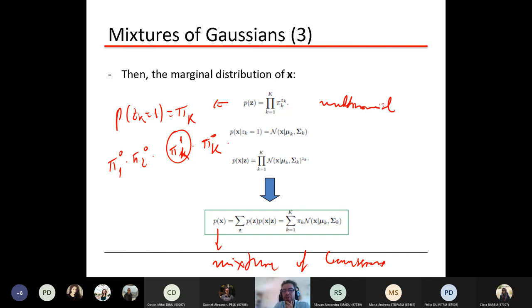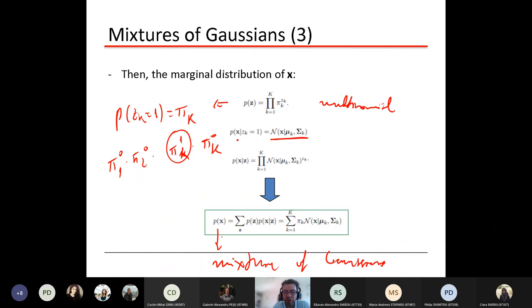Cool, and now let's see what happens. If we condition the mixture of Gaussians and we know which component we pick from, so P of X given zk equal to 1, this means that we know we sampled from the kth Gaussian, so the probability is the kth Gaussian distribution. And if we don't know what we sampled from, P of X given Z is a product over each Gaussian to the power zk.